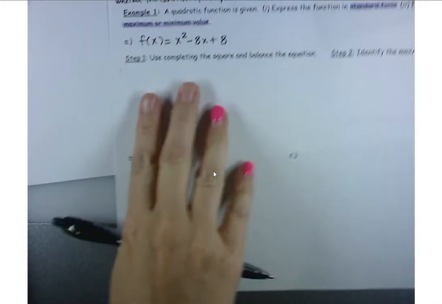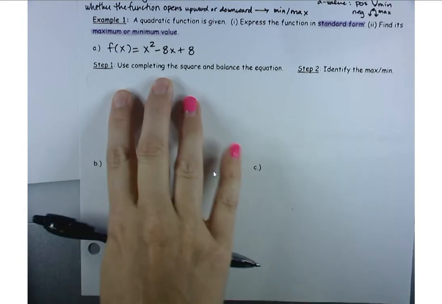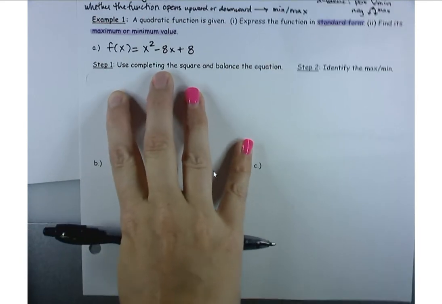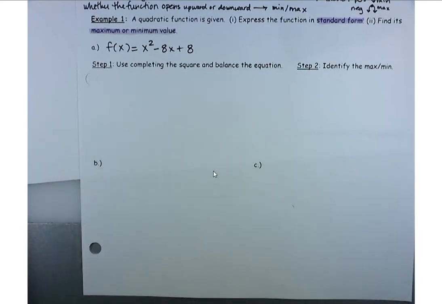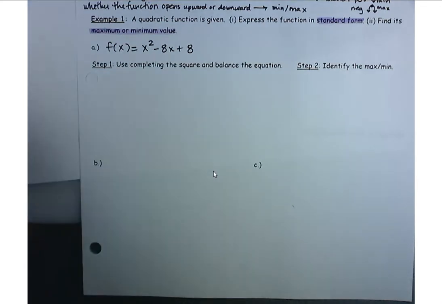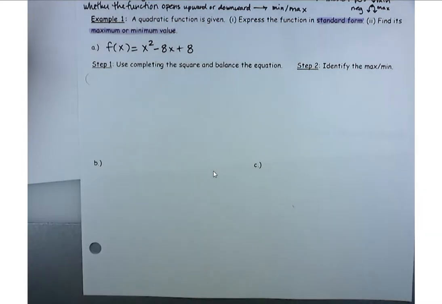And then look at what I did here for you. So if you're having trouble, I do have some steps that you can follow. Step 1, it says use completing the square and balance the equation. And we'll talk about what that means to balance the equation. And then step 2, we're going to identify the max or the min. So when you're completing the square, I'm going to go over some helpful steps. Just by a show of hands, how many of you feel like you're a rock star at completing the square? Don't be shy.